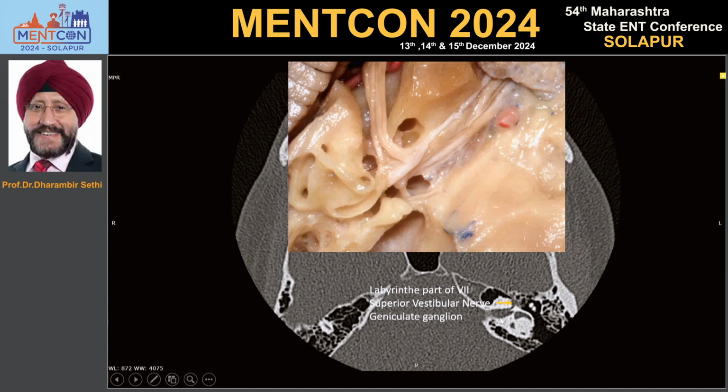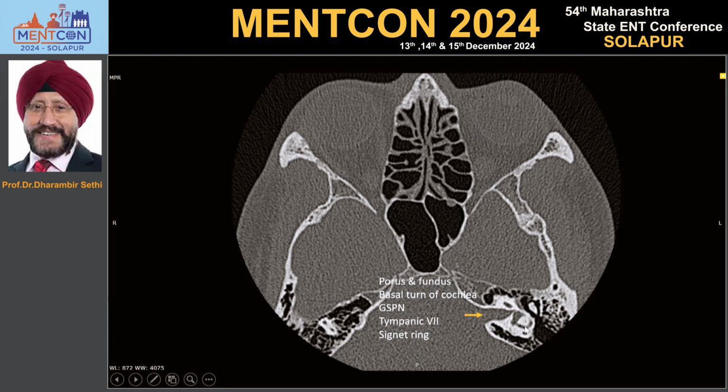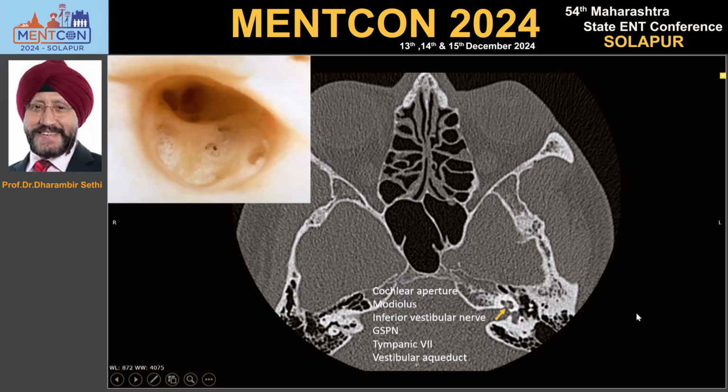This is the internal acoustic meatus. That's the vestibule, and this is the lateral semicircular canal, and that's the crus commune, and that's the posterior semicircular canal. Here you can see the signet ring sign, which is the lateral semicircular canal. The vestibule has formed right here, and this is the posterior semicircular canal, and you start to see the basal turn of the cochlea.